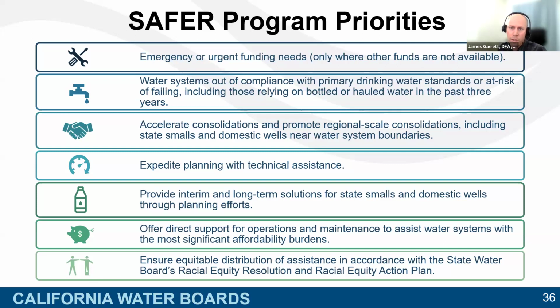Provide interim solutions, initiate planning efforts for long-term solutions, and fund capital projects for state smalls and domestic wells with source water above a primary maximum contaminant level or at risk of running dry due to drought. It's a priority to provide direct operation and maintenance support to assist community water systems facing the highest affordability burdens, and also to ensure assistance is distributed in a manner that's consistent with the goals and directions provided in the State Water Board's racial equity resolution and associated action plan.